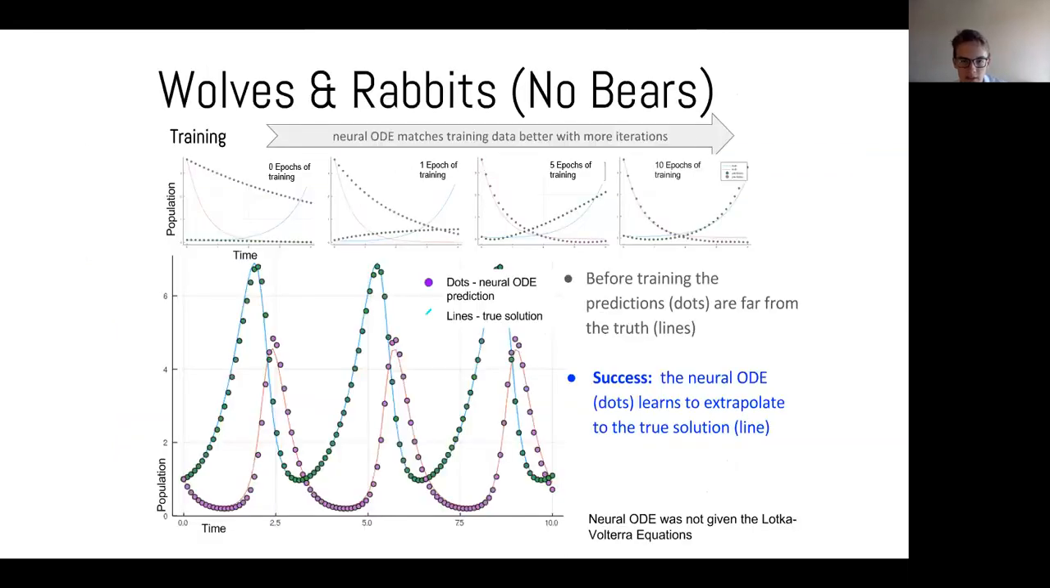So after training this system, here on the top, we have a few examples of training. At first, the dots, which are the prediction, are far from the lines, which are the truth. And so the neural ODE isn't doing very well, which makes sense. We haven't trained it. But after more and more training, as we go to the right, the dots align with the lines, meaning the neural ODE learns the physics of the system and is able to simulate it. And then we apply it to a new set of data over a longer time span, and you can see that the dots still line up, meaning it really learned the physics of the system and can extrapolate from what it knows.